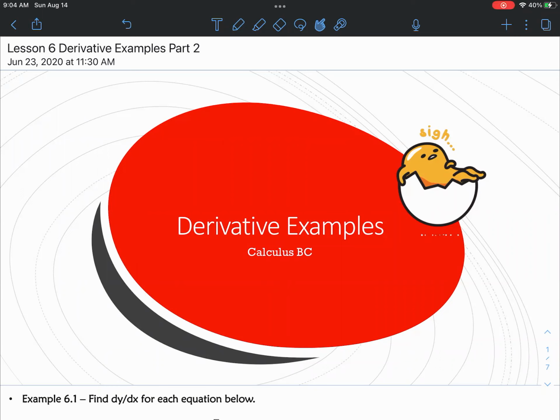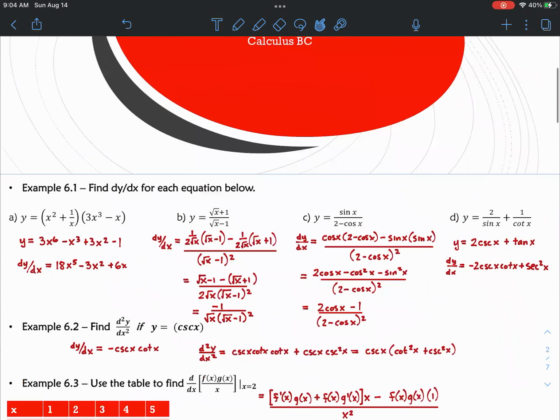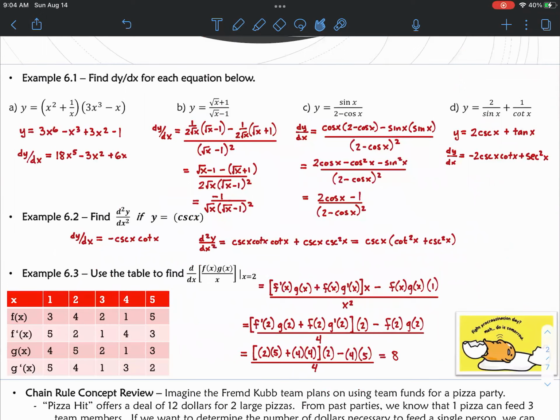All right, lesson 6, derivative examples, part 2. We'll keep looking at examples involving the shortcuts from the previous video. Some of these examples get a little crazy. I put in some challenging ones, but that's a good way to know if you're really confident with all these different rules, if you can do some challenging ones too.